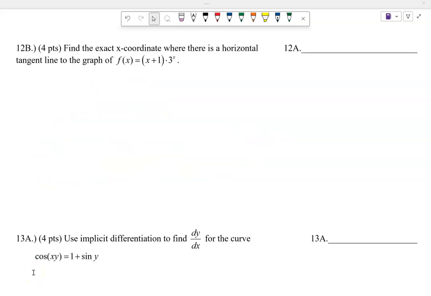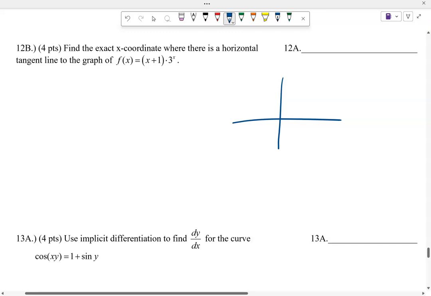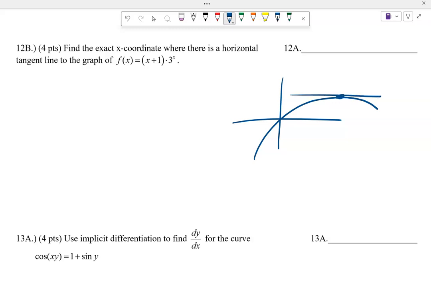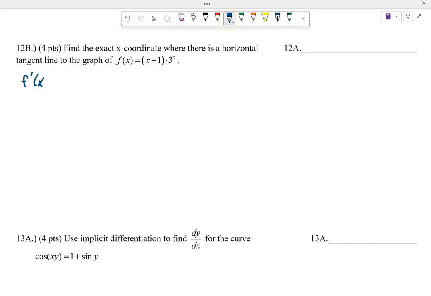12b is asking us to find the x-coordinate where there's a horizontal tangent. So who knows what this thing looks like. Let's say it looks like this, or whatever. We're trying to find that x value where I have a perfect horizontal tangent. So we have to take the derivative and set it equal to 0, since a slope of 0 would have that horizontal tangent. So let's go ahead and run the derivative f prime of x.